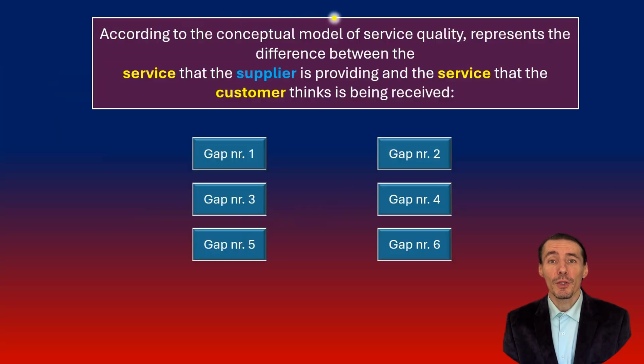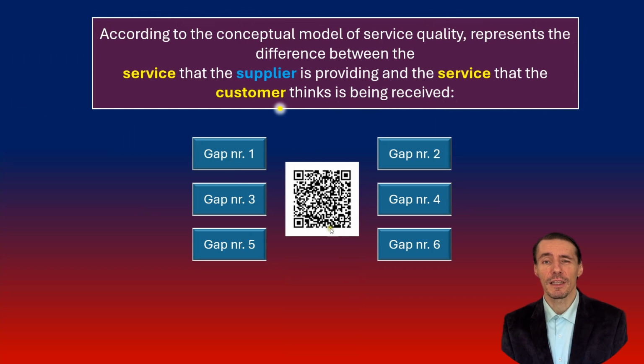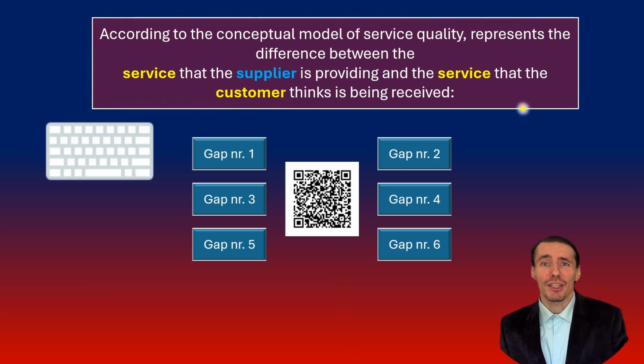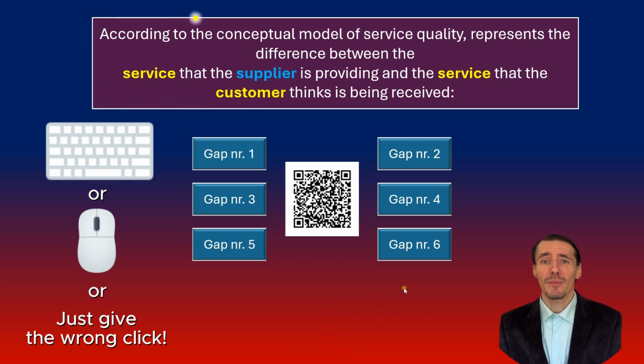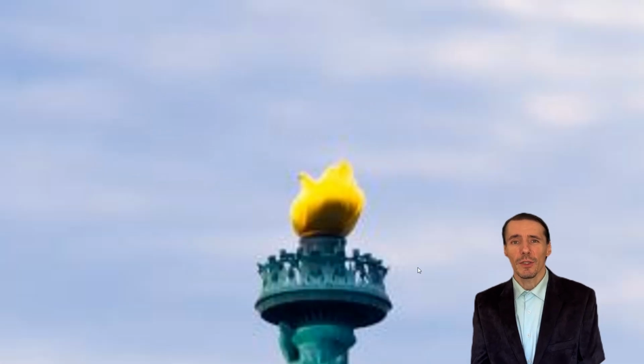In the first example, you want to present a quiz. Then you provide the QR code to the audience and they scan it and try to respond to the questions. But then, for whatever reason, you touch the space key, or you scroll the mouse wheel, or you just simply give the wrong click. And then, boom! The right answer is revealed at the wrong moment. What an embarrassing situation!